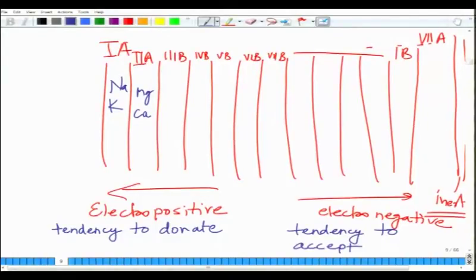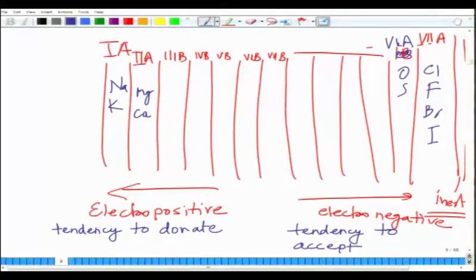give away the electrons. On the other hand, things like chlorine, fluorine, bromine, iodine have a tendency to accept electrons. Similarly, if you go to 6A, you have oxygen, sulfur and so on, and they have a tendency to accept electrons. So on one side you have atoms which have a tendency to donate or give up electrons. On the other side you have atoms which have a tendency to accept electrons.